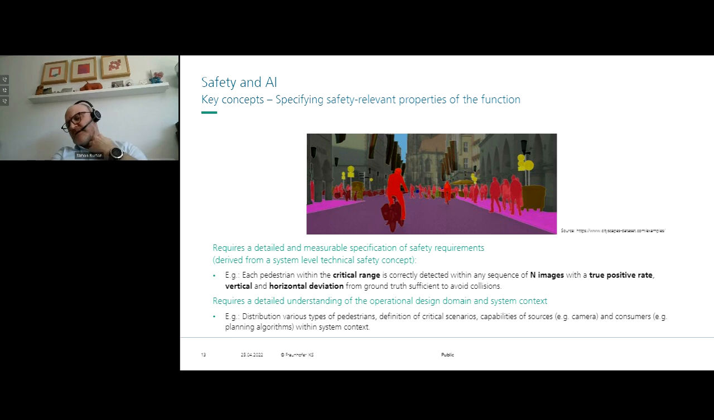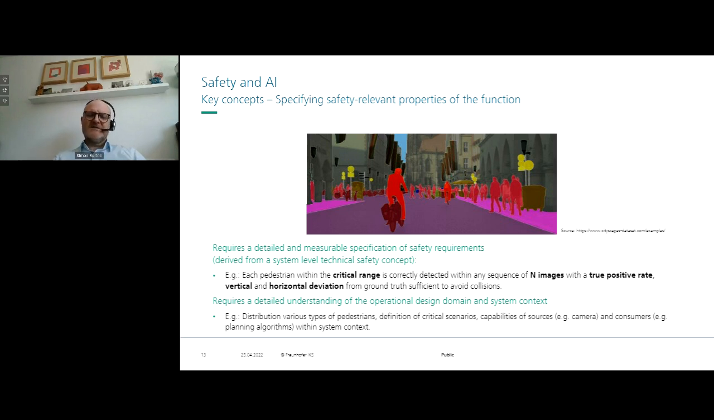One of the concepts which the standard will most definitely address is this challenge of specifying the right set of safety relevant properties of the function. So here we'll be addressing the difficulty in translating functional safety requirements into a set of properties which we can directly measure and influence at the machine learning level. And this is addressing things such as the types of KPIs and metrics that are currently being used to measure the performance of AI and whether or not they're really suitable to be used in a safety critical context.